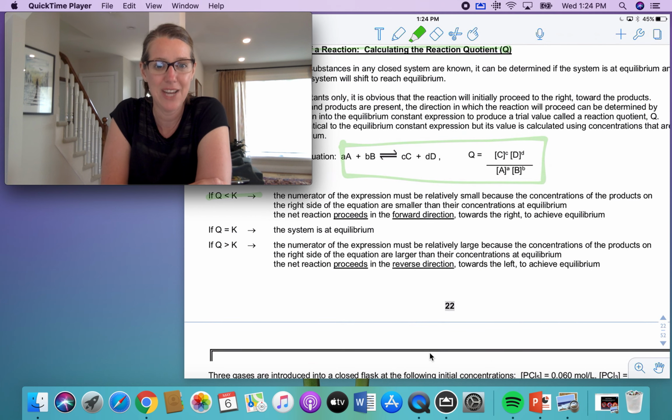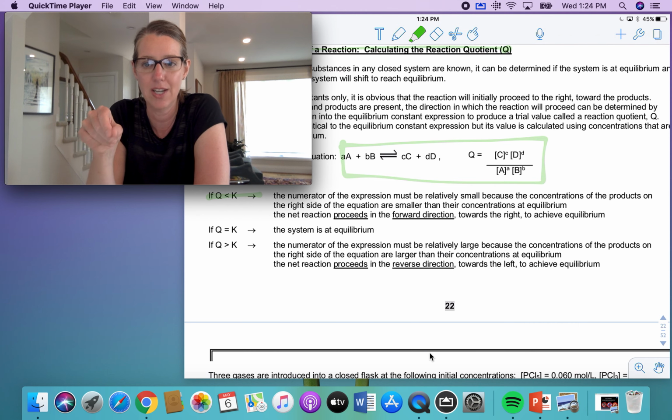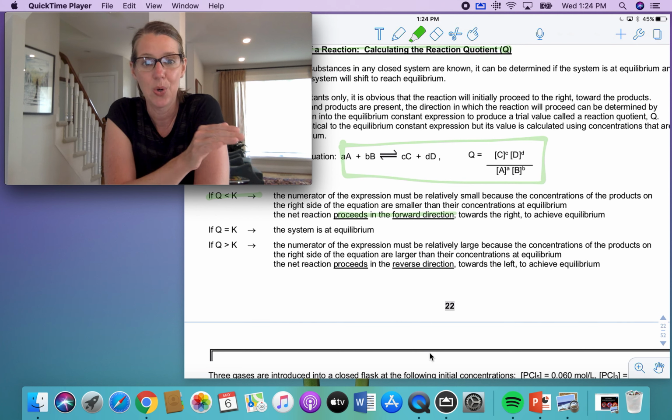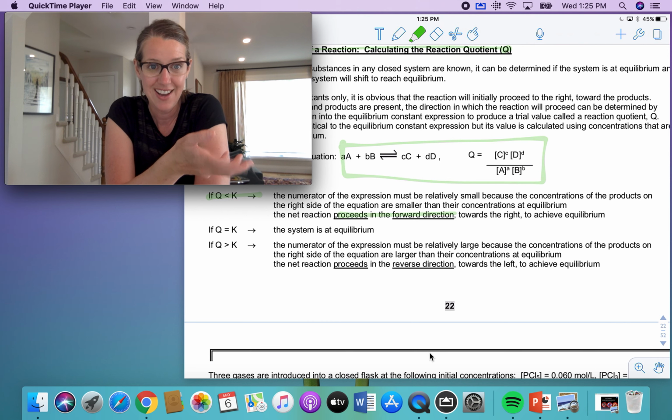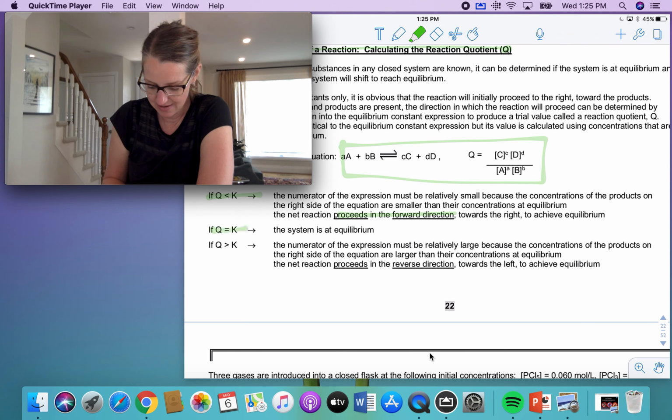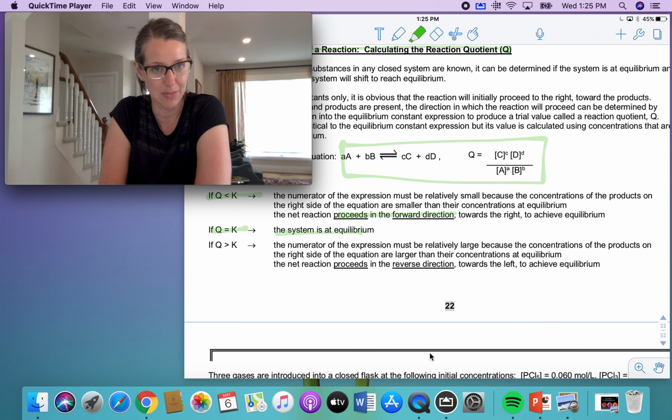If the Q value is less than K, then the numerator of the expression must be relatively small, because the concentrations of the products on the right side of the equation are smaller than their concentrations at equilibrium. The net reaction proceeds in the forward direction, towards the right, in order to get to equilibrium. Does that make sense? If Q happens to be equal to K, then you can say that system is at equilibrium, because it's the same value as K.